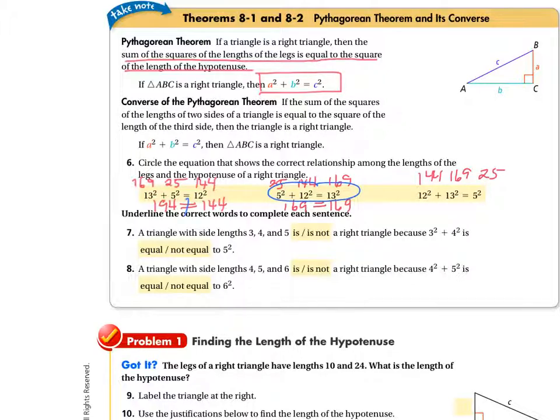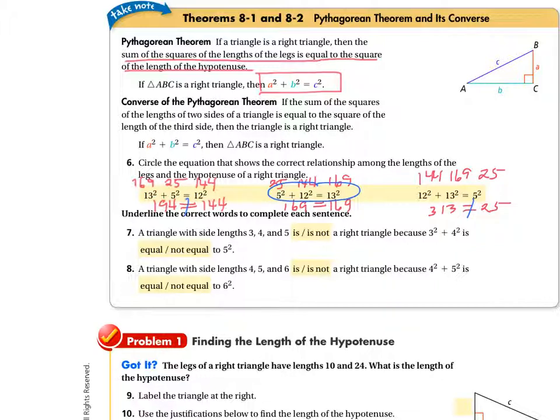What was it? 313? 313 does not equal 25. So number 7, a triangle with lengths 3, 4, and 5 is or is not a right triangle?